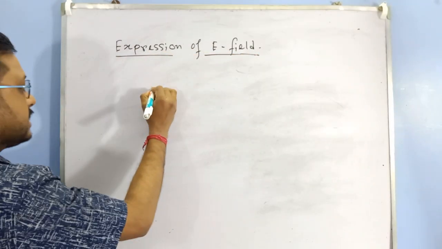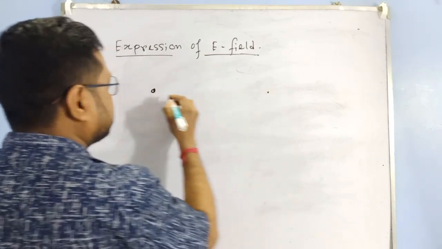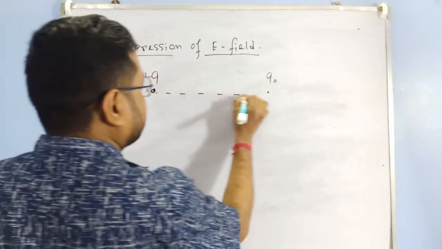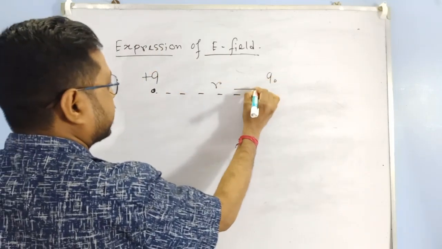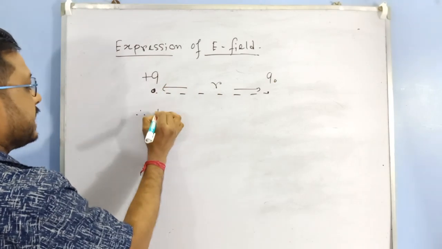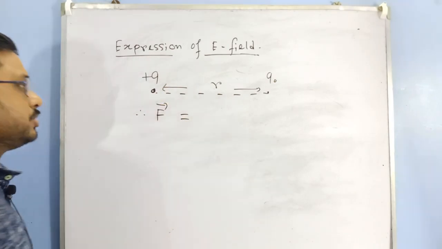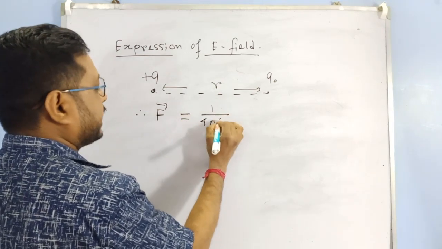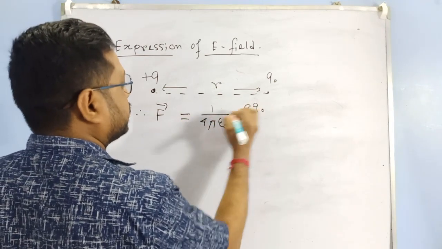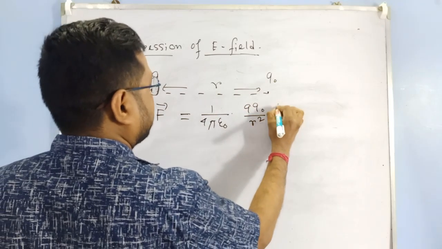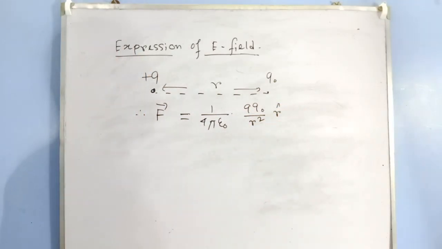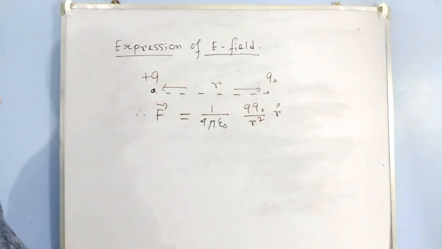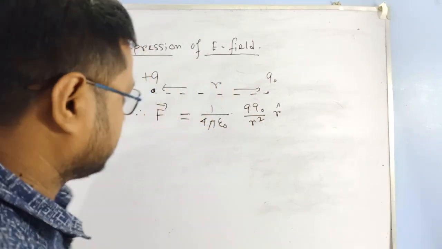So suppose a source charge and a test charge, where the source charge is plus Q and the test charge is Q0, are separated in air by a distance R. Then the force exerted on Q0 due to Q is, as per Coulomb's law, 1 by 4 pi epsilon naught Q Q0 by R square R cap, where R cap is a unit vector directed from Q to Q0, that is, from source to test charge.